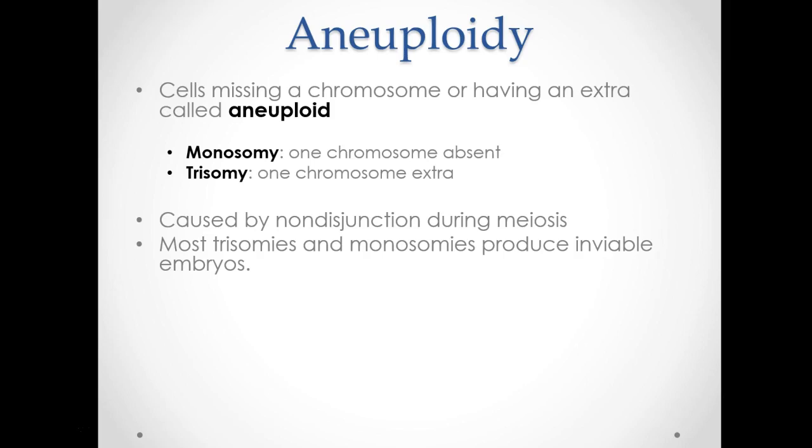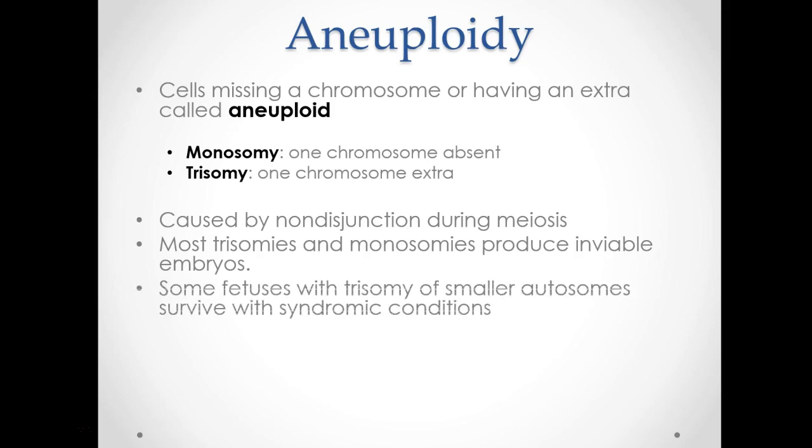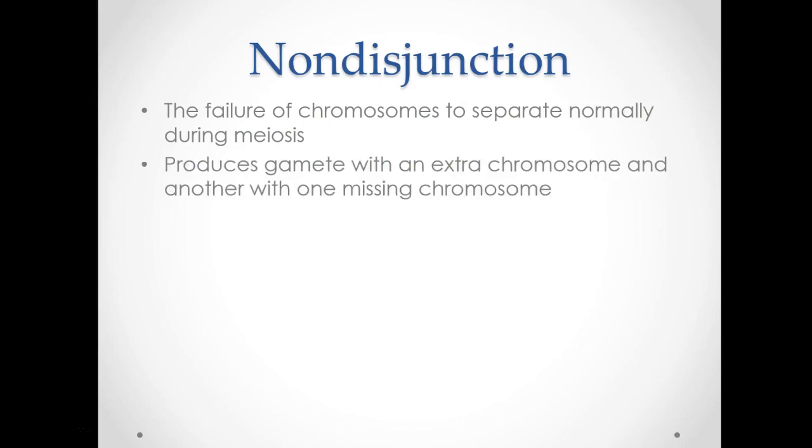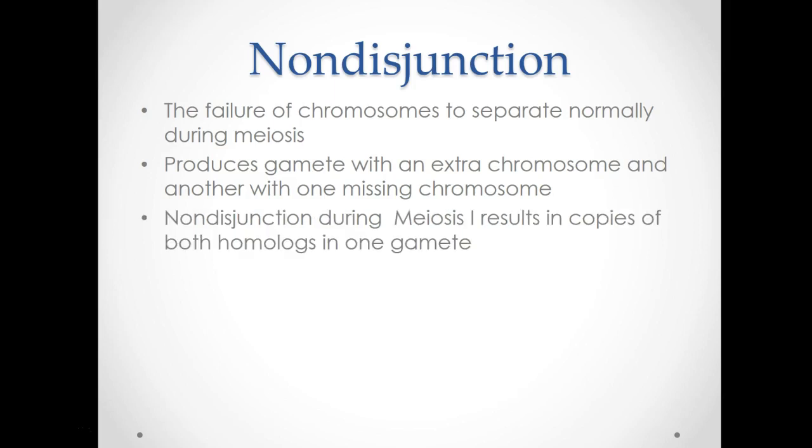However, there are very few instances where you have individuals that can be born who are missing a chromosome or who have an extra chromosome. Non-disjunction is simply the failure of chromosomes to separate normally during meiosis. Remember, during meiosis, we had those homologous pairs of chromosomes and they separate. Well, what happens if they don't separate? What happens if they stay together? This is where you get an instance where you have either an extra or a missing chromosome.